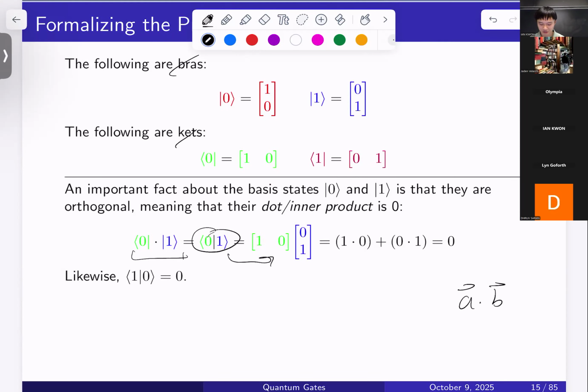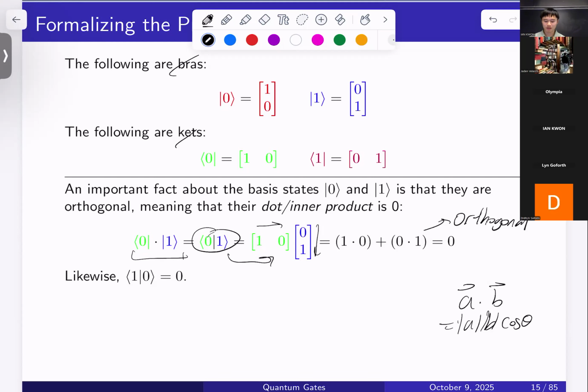Since you go across the row and across the column to compute this vector product, or dot product, you'll find that it's 1 times 0 plus 0 times 1, or 0. So their inner product, or dot product, is 0, and we call this the states being orthogonal. If you remember from linear algebra, the dot product is their magnitudes times the cosine of the angle between them. If they're orthogonal, the cosine goes to 0, so they're 90 degrees apart.